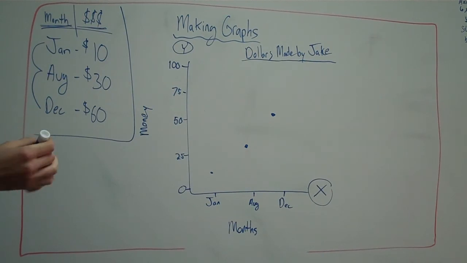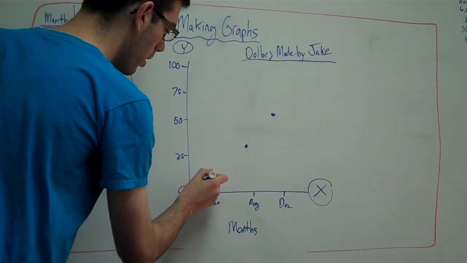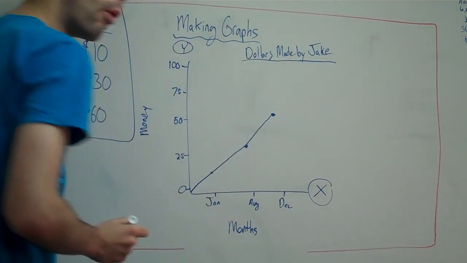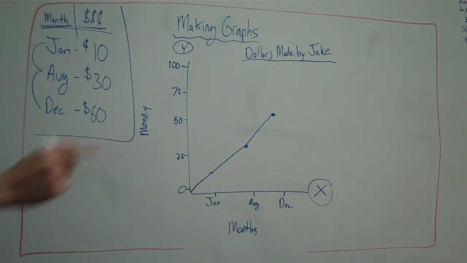Now with line graphs, this is a line graph. Do you know why? Because all the points are related. And we can start at 0. Do you make more or less money over time? More money. You make more money over time. Isn't that nice? And that's all we're going to learn about graphs.